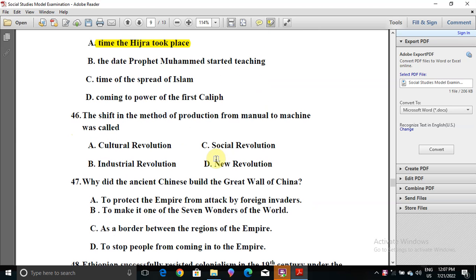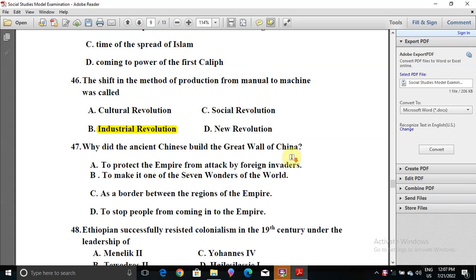Now question number 46. The shift in the method of production from manual to machine was called what? Cultural revolution? No. Industrial revolution? Yes. Industrial revolution is the correct answer for question number 46. And also industrial revolution it's like the shift in the method of production from manual to machine.